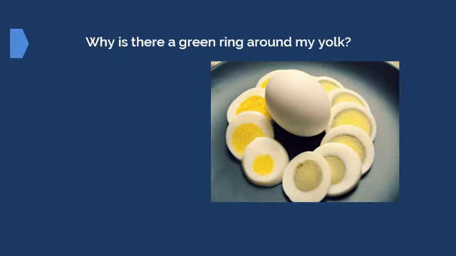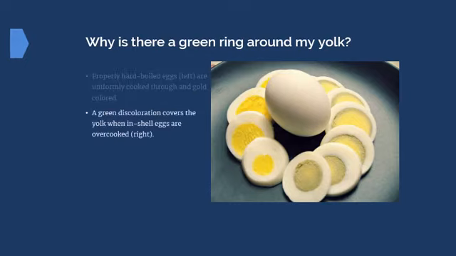So why is there a green ring around the yolk? Sometimes when you hard cook an egg, this will come across really plain. You'll see it very clearly. Sometimes it can be even worse than it looks. Properly hard cooked eggs are uniformly cooked throughout and have a golden color to the egg yolk. A green discoloration covers the yolk when the in-shell eggs are overcooked, particularly overboiled.